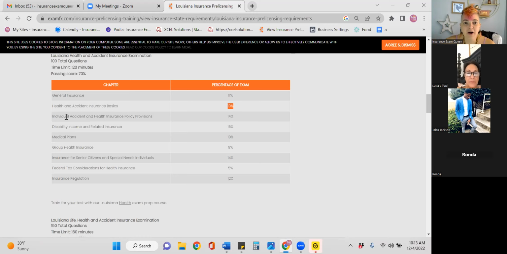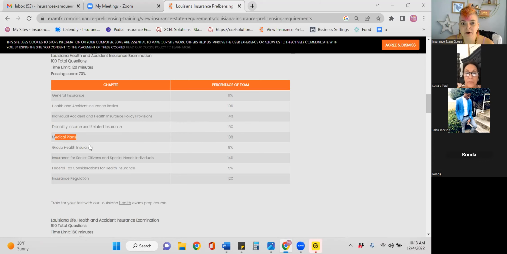Then you have health provisions, and we'll be covering that today. Actually, it's the very first thing that we're doing. That's going to be 14%, so that's one of your big ones. Be super focused this morning as we go through the provisions. We're going to be covering disability later today. That's your next biggest chapter at 15%. So these two alone are 29% of your exam, and you need 70 to pass. And we're covering these today.